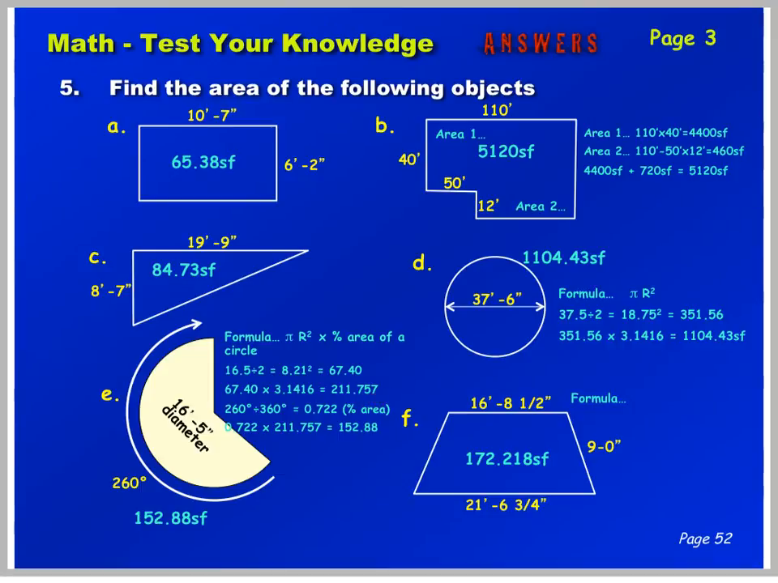211.757. And then we need to find this portion of a circle, and that is simply 260 divided by 360, and we get 0.722, which is the percentage of this area of a whole circle. Multiply the 0.722 times the area that you got up here, and you end up with 152.88 square feet.